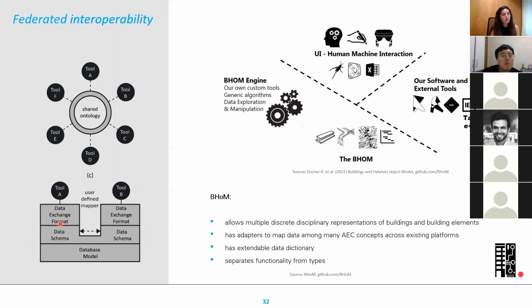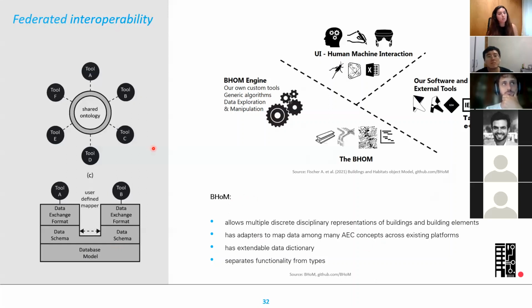And then we can have totally different exchange formats, because regardless of the format, we have one shared ontology, so we know what an element means in that discipline and what it means in my discipline. So there are many different tools that have the shared ontology and share the same database model. In this case, BHoM actually aligns quite well with federated interoperability, because first it allows multiple discrete disciplinary representations of building elements. And then it has adapters, like this layer of shared ontology. It has adapters to map concepts between different disciplines or platforms.